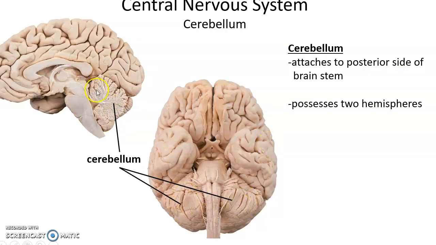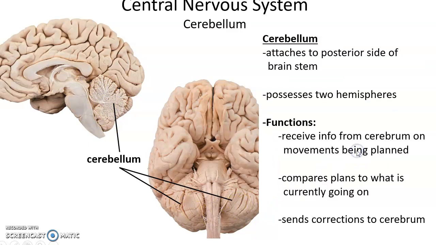We have the cerebellum. The cerebellum is a smaller, wrinkly mass. It attaches to the posterior side of the brain stem, and it has two hemispheres. The cerebellum's functions revolve around movements. So, for instance, it receives information from the cerebrum on what movements the cerebrum is going to have happen.